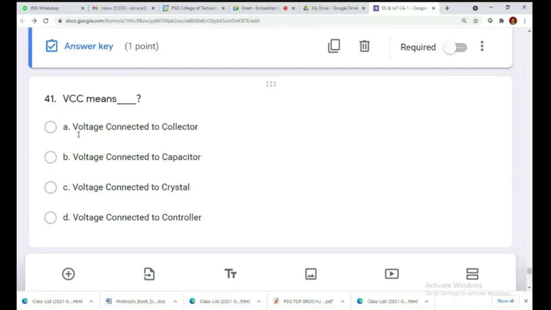VCC means voltage connected to collector, because the basic building block of a microprocessor is a transistor which acts as a switch. So VCC means voltage connected to collector is the right answer, right? The first one is the right answer. Voltage connected to capacitor is not the right answer. Voltage connected to crystal, no way to match. Voltage connected to controller, it is not used. The right answer is voltage connected to collector.